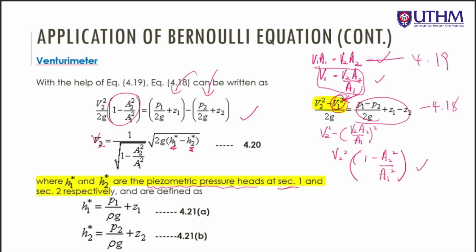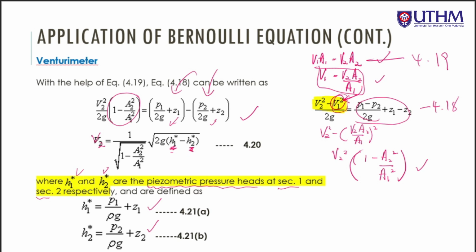at section 1 and at section 2 respectively, in which are defined as P1 over rho g plus Z1 for piezometric pressure head at section 1, and P2 over rho g plus Z2 as a piezometric pressure head at section 2. So basically dia sama je, dia just convert kepada bentuk ni supaya dia boleh relate dengan benda ni. Lepas tu benda ni dia ganti dengan H1 star and H2 star.